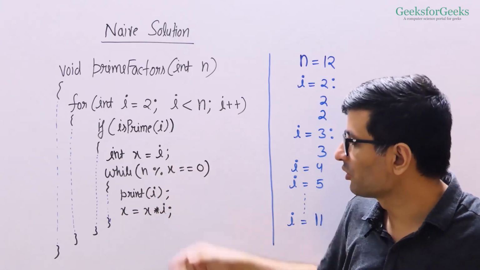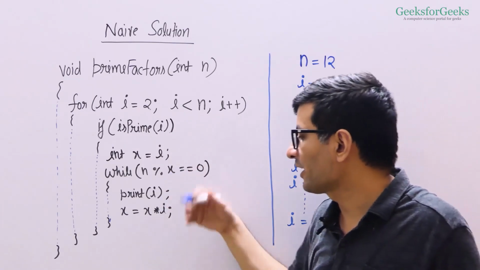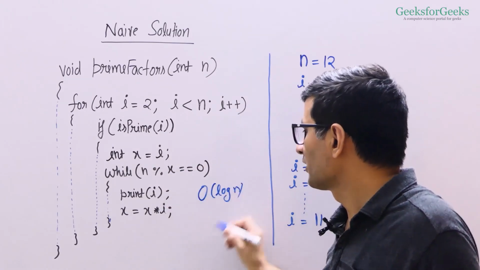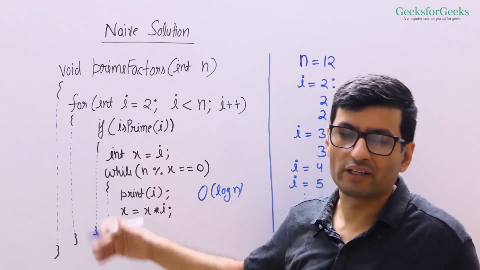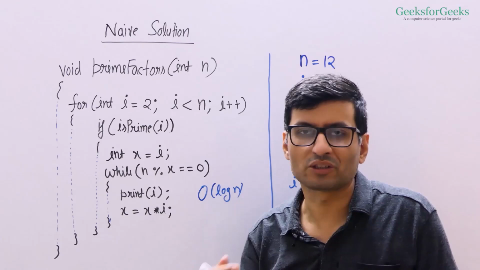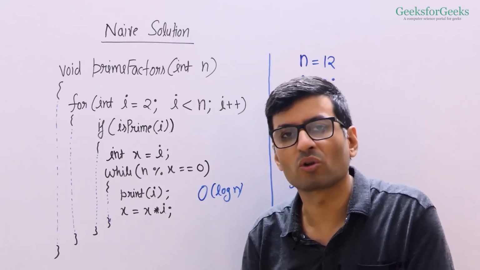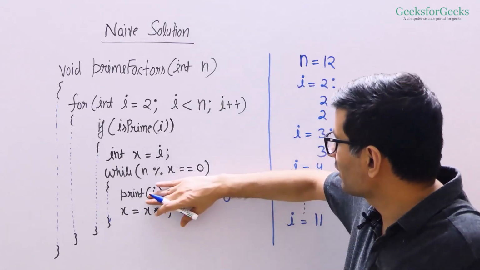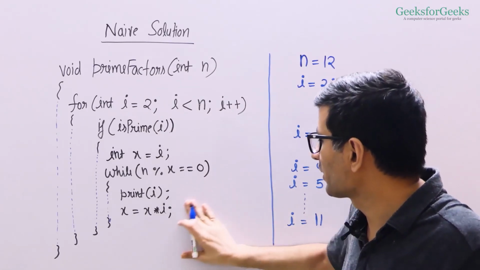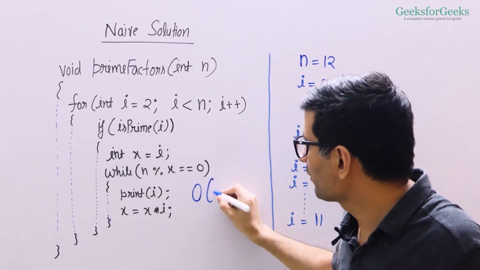So when you have such a loop, this loop can take at most big O of log n iterations, right? This x can reach up to n, and it is multiplying itself with i to reach n. So in those cases, it's going to take at most log n steps. So we have log n steps here, and then we have n square steps here. So an upper bound on time complexity is going to be big O of n log n.